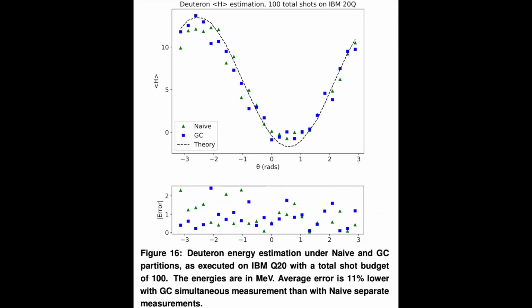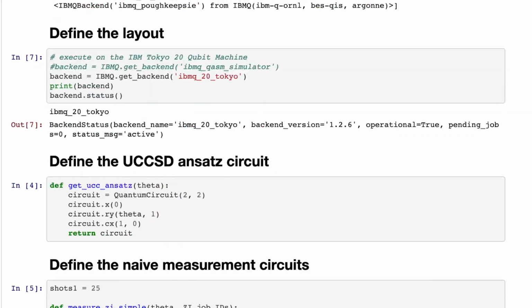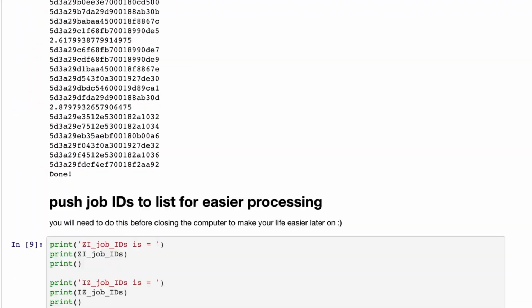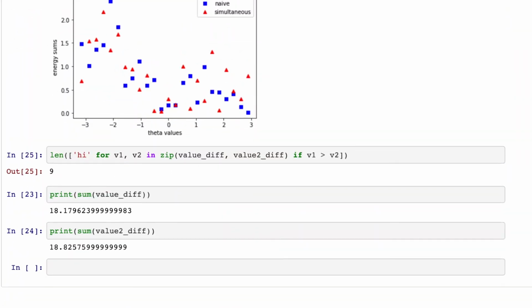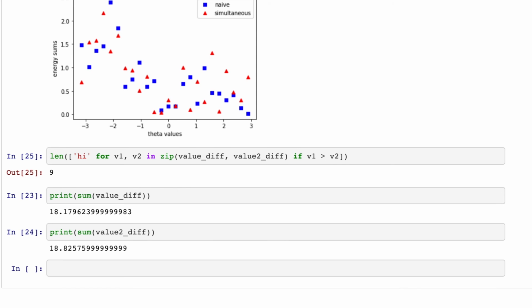We validated our technique experimentally by running on the IBM Q20 Tokyo machine. We measured the ground state energy of deuteron, the nucleus of the hydrogen isotope, and we found 11% lower error using our simultaneous measurement technique than the naive traditional way of running VQE. Our Python notebooks document all of our work so that future experimenters can reproduce our results and extend them further.